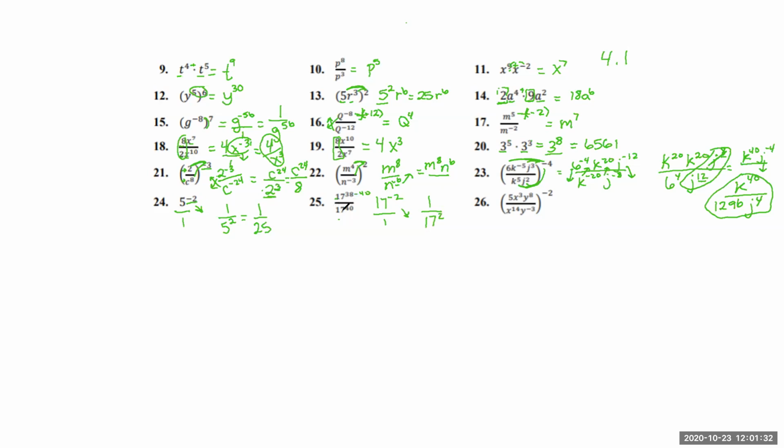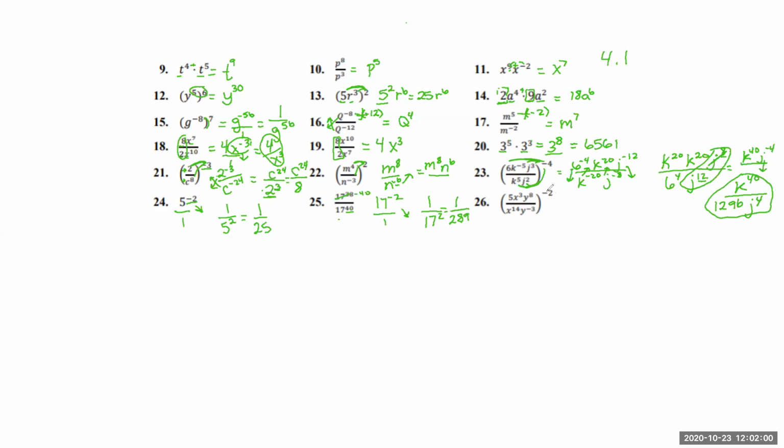Or we could have done it that the 40 is the bigger number. So if we just subtract 40 minus 38, we would have gotten 1 over 17 squared. So it's still the same thing, maybe just a little bit different way to think about it. So then when we do this one out on the calculator, we get 1 over 289. And that will be our final answer for number 25.